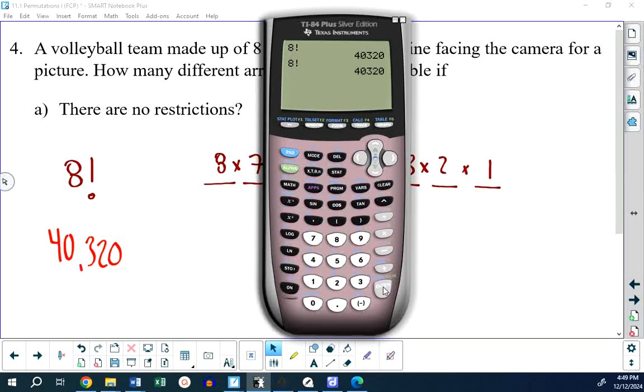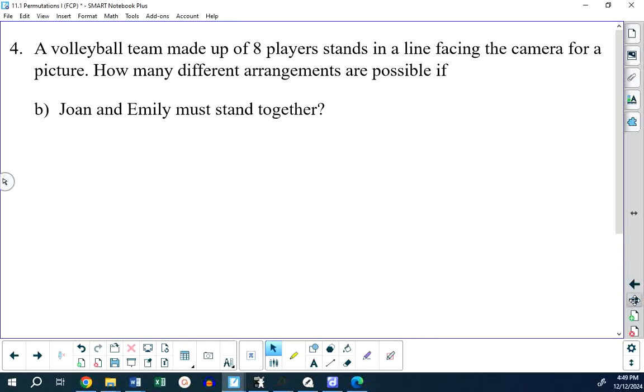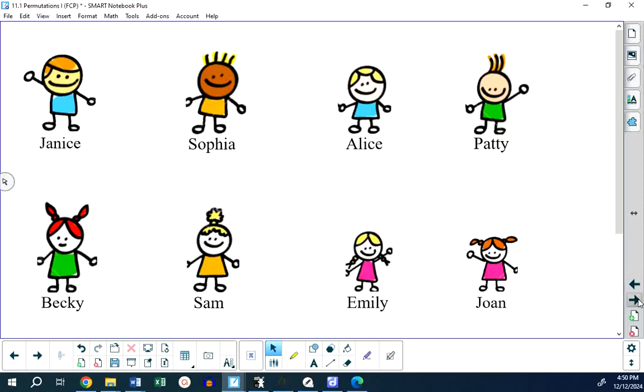All right, so that's how many ways to arrange the 8 volleyball players if they stand in a line, and there's no restrictions. The next question is, what if Joan and Emily have to stand together? So Joan and Emily are besties, and they always need to be next to each other. Well, what we need to do is think of the problem in a different way.